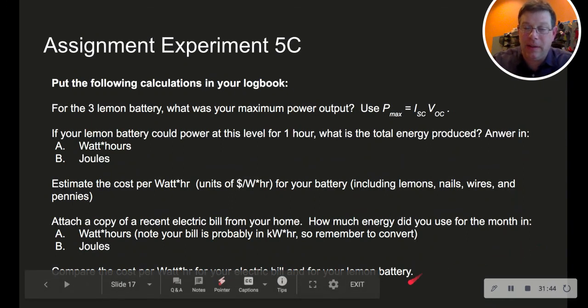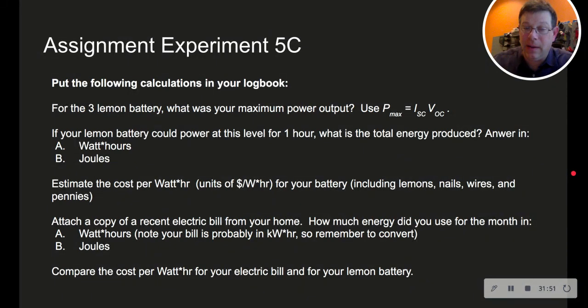And then finally, using the watt hour measurement from your electric bill, please compare the cost of generating energy from your lemon battery versus what you pay on your electric bill. And again, let me know if you think you should be buying more lemons and nails, or continue to pay the electric company. In Illinois, of course, most of our electricity comes from about 50-50 nuclear power and coal.